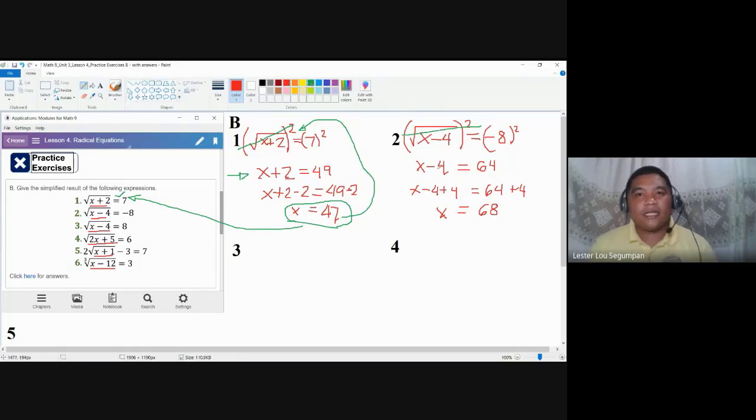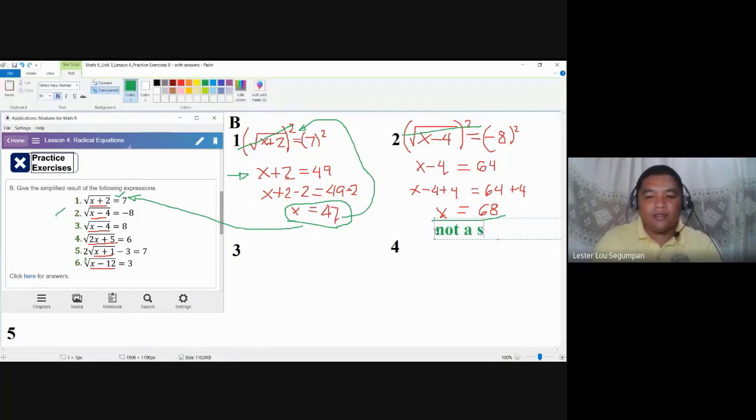This is not yet a solution because we have not yet checked. Now we are going to check. That's part C in number 2. 68 minus 4 is 64. Square root of 64 is positive 8. Why positive 8? Because there is no negative sign outside the radical expression, which means we are taking the positive root of 64. In short, this answer does not satisfy our given equation, and we can say that this is not a solution.